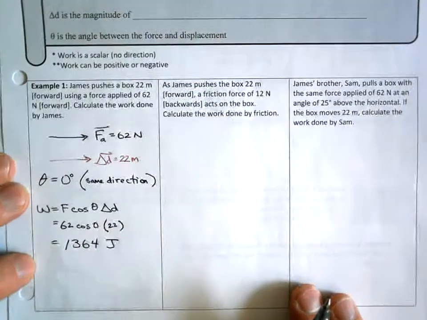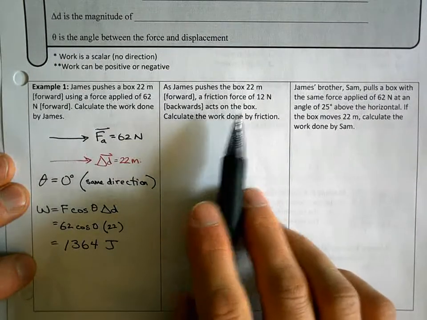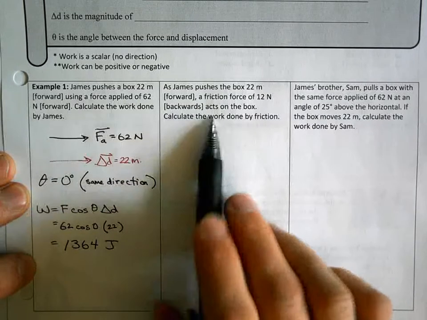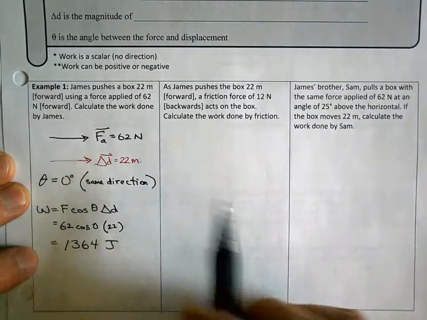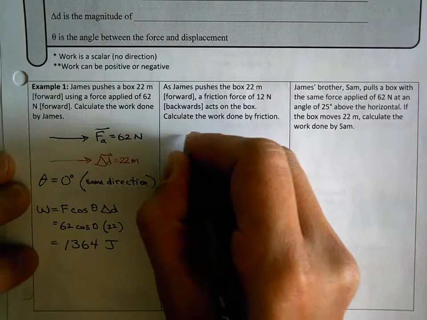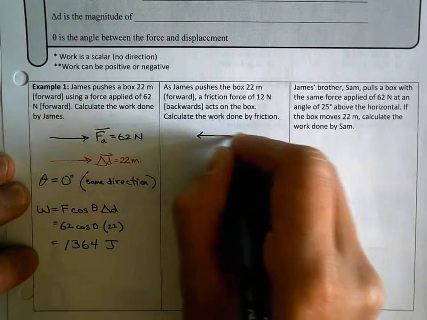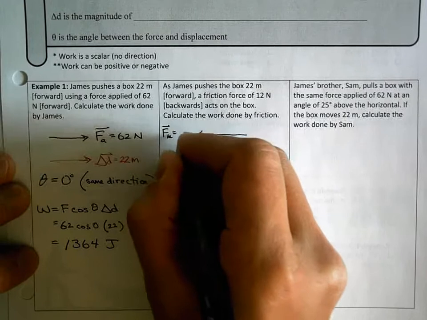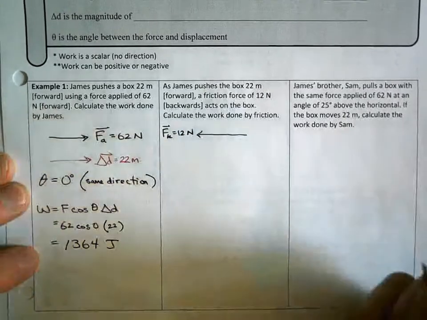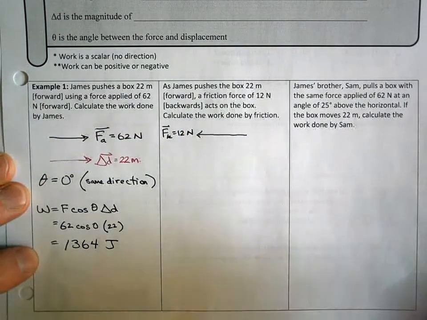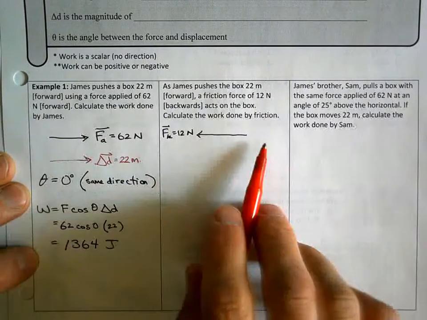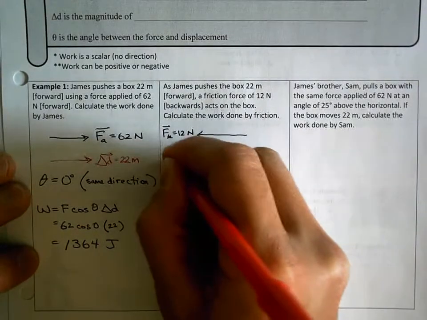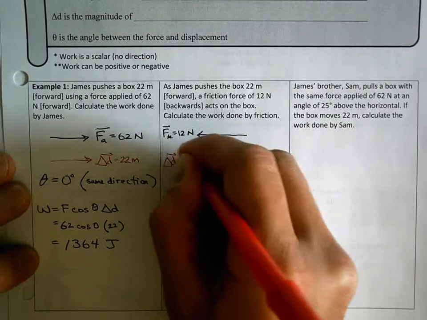Let's look at part 2. As James pushes the box 22 meters forward, a friction force of 12 newtons acts backward on the box. Calculate the work done by friction. Okay, well, the force of friction is acting in this direction, right? Force of kinetic friction is equal to 12 newtons backwards. And the displacement, well, the box is going forward, so the box is still going in this direction. Delta D is equal to 22.